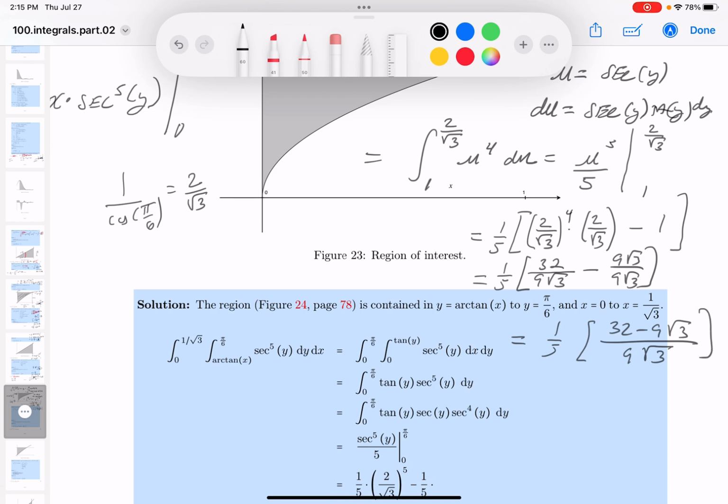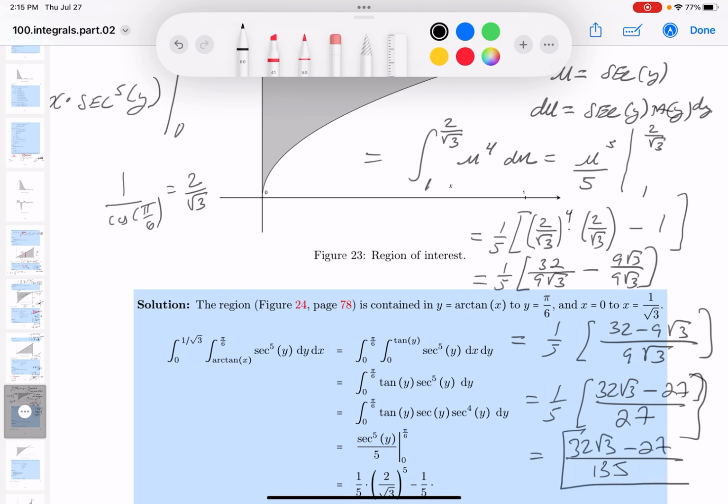You know what I'm going to do? I multiply top and bottom by root 3. And you get 1/5. 9 times 3 is 27. 32 root 3s minus 27. And what do you get there? Let's take a look at that. 135, and you get 32 root 3s minus 27. I'll commit to that answer there.